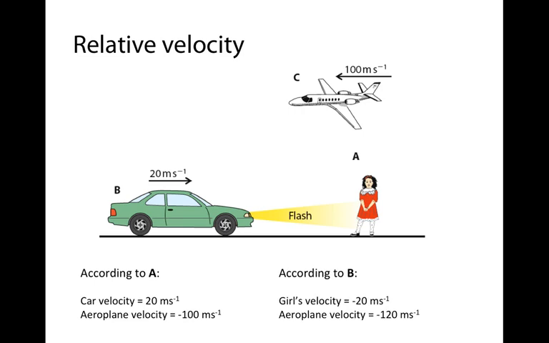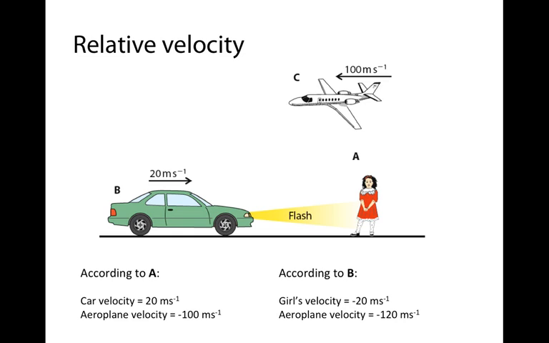According to B, the car can think of itself as being stationary. That's perfectly fine. It can say, hey, I'm stationary and everything else is moving around me except perhaps another car next to me which is travelling at exactly the same velocity. So according to car B, the girl is travelling at 20 meters per second, not the car. But remember, we've already defined as positive from left to right, but the girl is going to be travelling from right to left towards the car, so her velocity must be minus 20 meters per second.